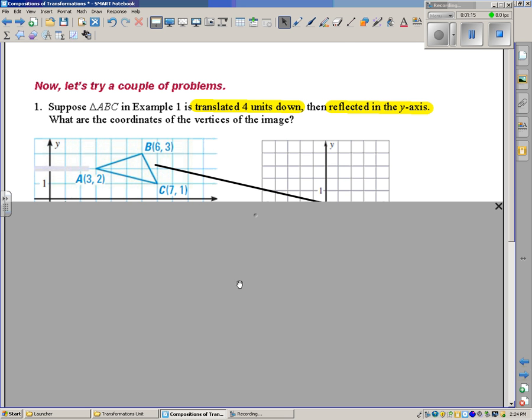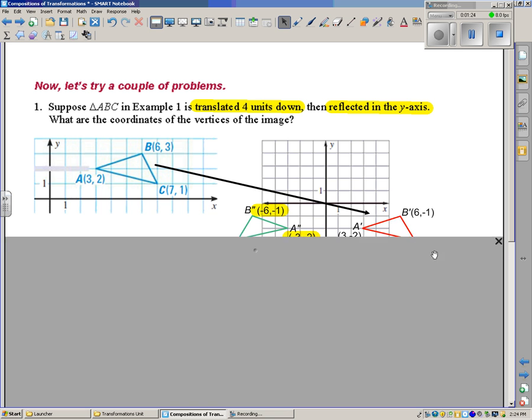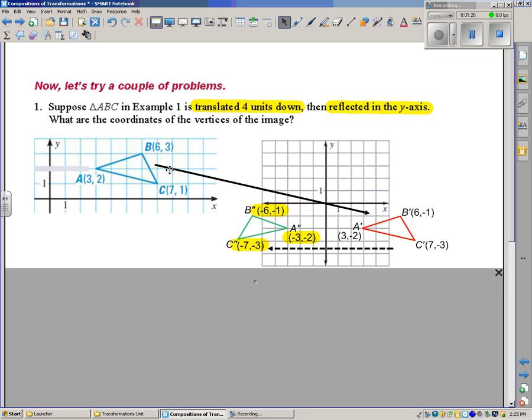Trying another example, let's take our triangle ABC and translate it 4 units down, and then reflect about the y-axis. What are the coordinates of our new image? Here we have ABC prime in red. Note all of our y-coordinates are 4 less than what we started with. And then we reflect about the y-axis, and note all of our x-coordinates are the opposite of our ABC prime. Our final image is here in green, ABC double prime.